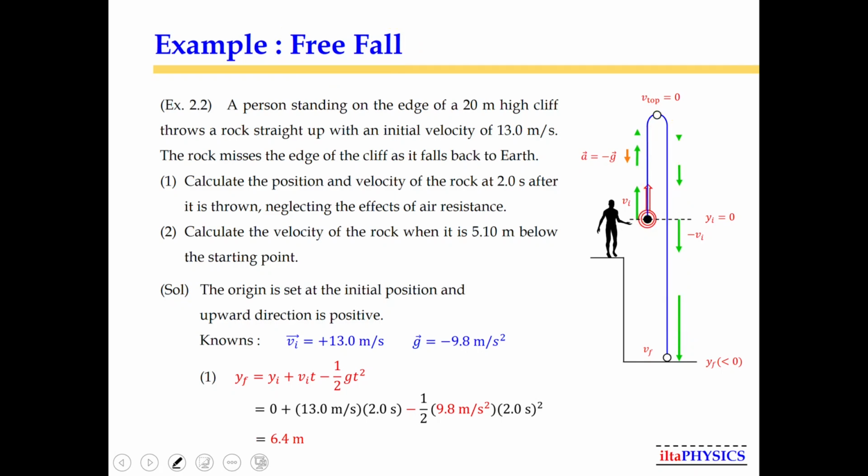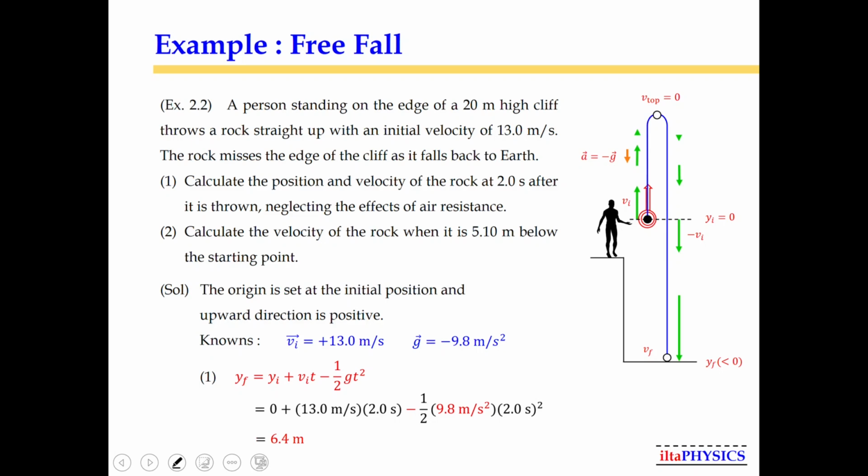In this scenario, the problem asks you to calculate the rock's position and velocity after 2 seconds, and also to find the rock's velocity when it has fallen 5.1 meters below the standing position. Alright, let's apply the steps I explained earlier to solve this problem.